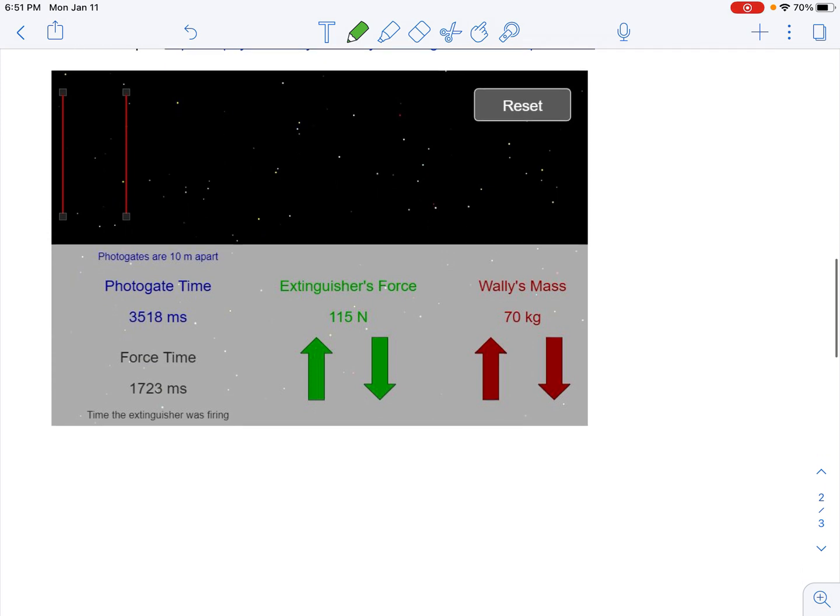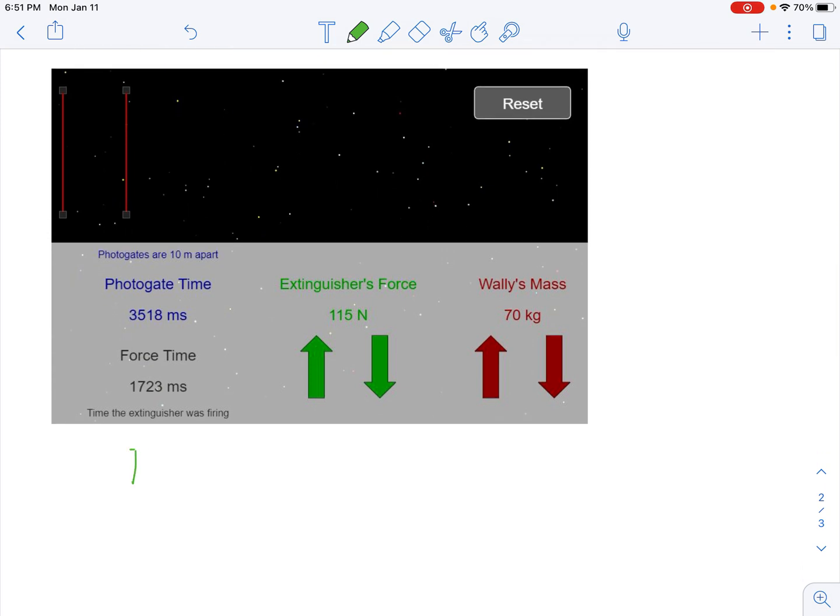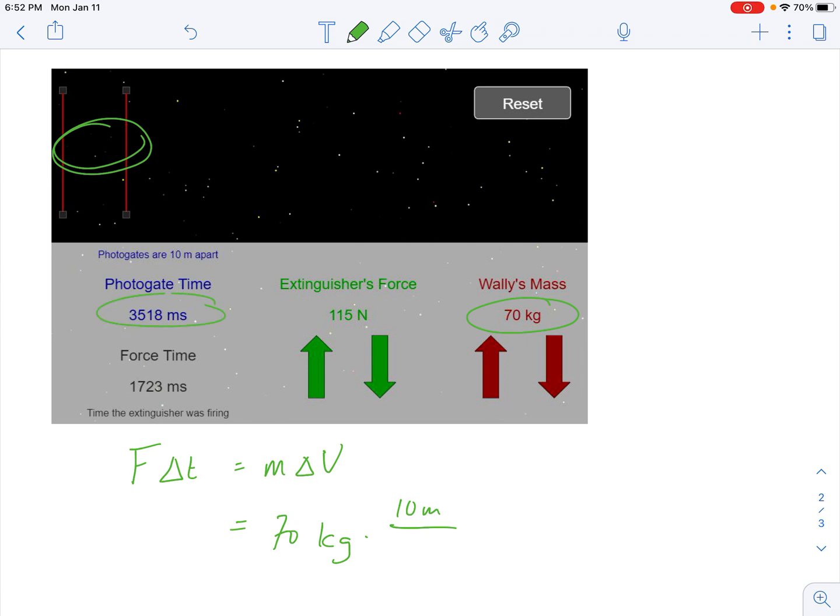So let's suppose that this was our data. We would say that F delta t equals m delta v. The mass of the astronaut was 70. The change in velocity is basically equal to the final velocity, and the final velocity we saw from the astronaut going through the photo gates. The photo gates were 10 meters apart, and it took 3,518 milliseconds. That's 3.518 seconds. So this is our velocity.